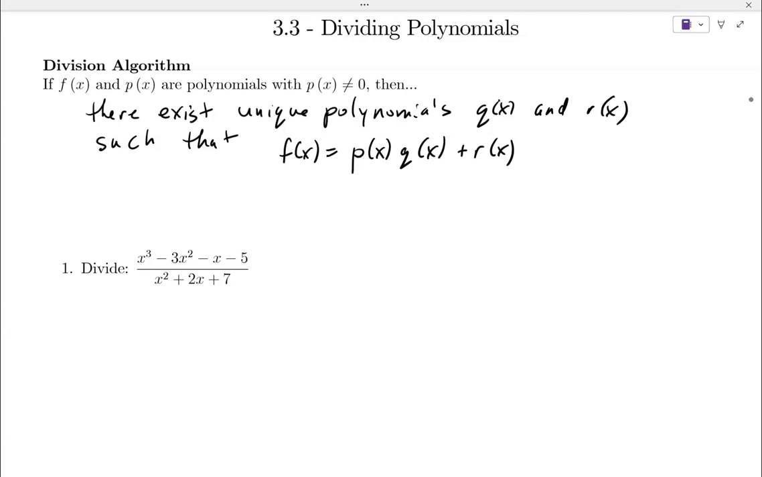Well, with polynomials, to know when we quit, we have to look at the degree of something. So when we look at the r of x to know when to quit, we need either the r of x is 0, so it evenly went into it, or the degree of the r of x is less than, not equal to, less than the degree of p of x.